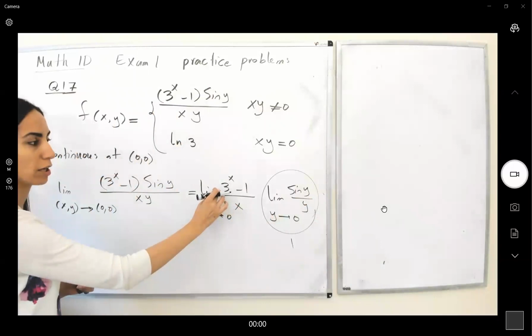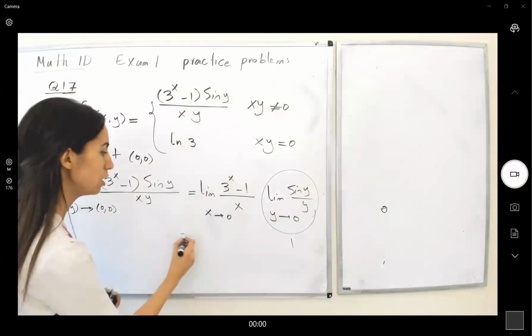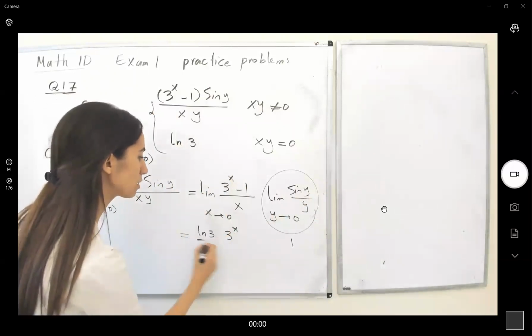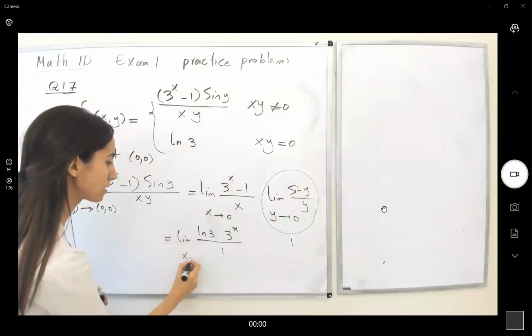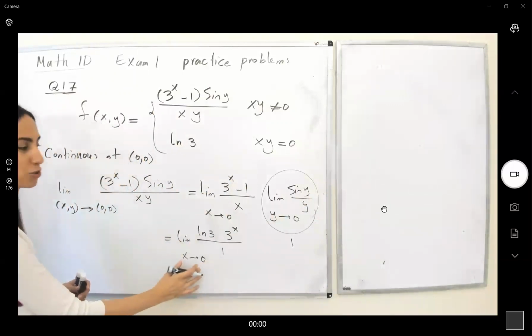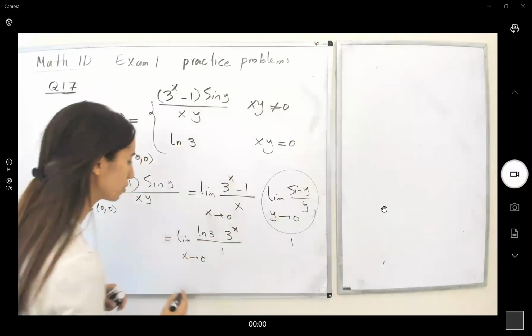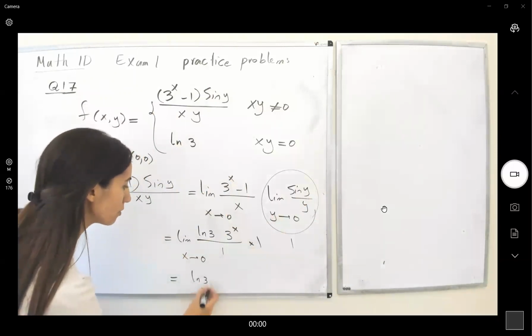And here, if you plug in 0, you get 0 divided by 0. By applying L'Hopital's rule, you get ln of 3 times 3 to the x divided by 1. And this is actually the limit while x goes to 0. When x goes to 0, you have ln of 3 times 1 divided by 1 times 1, which is equal to just ln of 3.